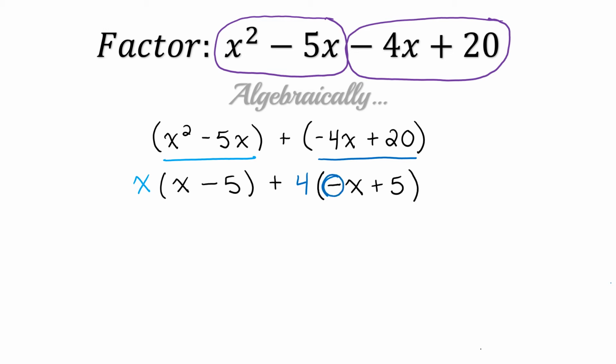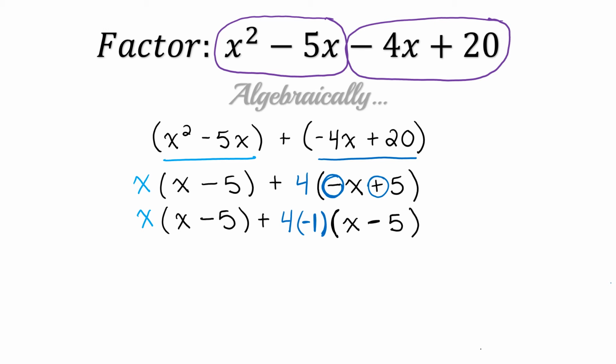We don't like having this minus sign in front of our x, so we'll have to factor a negative out of our second group. We'll leave the first group the same because this already has a positive x. So we have x times the quantity x minus 5 plus 4 times negative 1. That's the negative 1 we're factoring out. So now each term on the inside of our group will have the opposite sign. Negative x divided by negative 1 gives us positive x, plus 5 divided by negative 1 gives us minus 5.